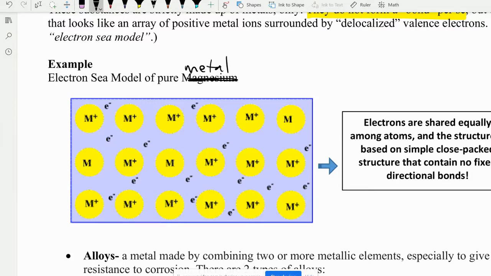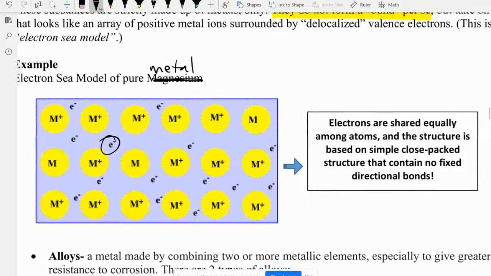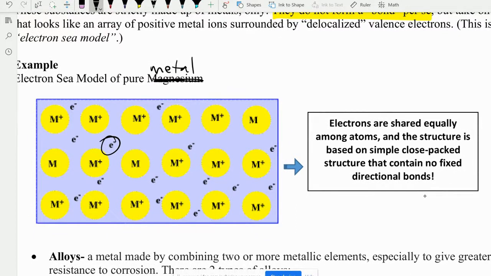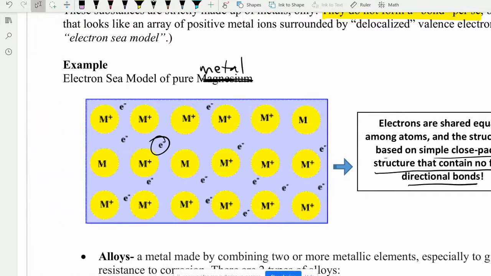In this particular case, this structure looks like it's simply an array of positively charged ions that are surrounded by delocalized valence electrons. When you say the word delocalized, that basically means that they're not bound to any one area, that they're kind of floating about. And you can see where they got the name for a pure metal. It's called the electron sea model, where electrons are shared equally among the atoms, and the structure is based on a simple, close-packed structure that contains no fixed directional bonds. So there are actually no bonds per se in samples containing pure metals. What about an alloy?